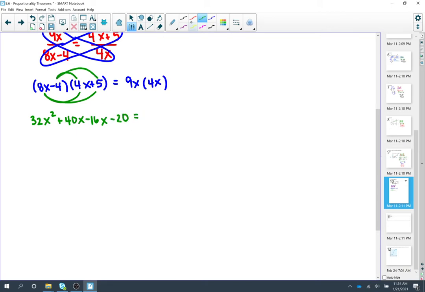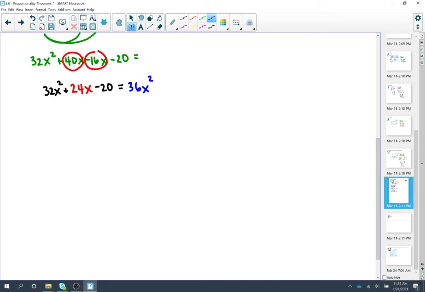At this point, I'm going to combine like terms. So 40 minus 16 is 24x. Then I'm going to drop down the minus 20 and the 32x squared. Equals 9x times 4x is 36x squared. In order to solve this, I have to get everything to one side and make it equal 0. So I'm going to subtract 36x squared. That's negative 4x squared plus 24x minus 20 equals 0.